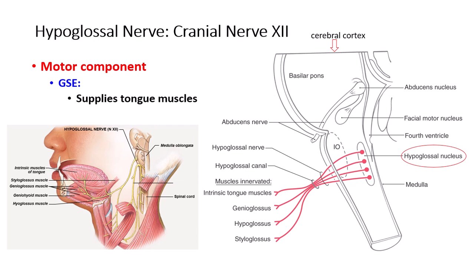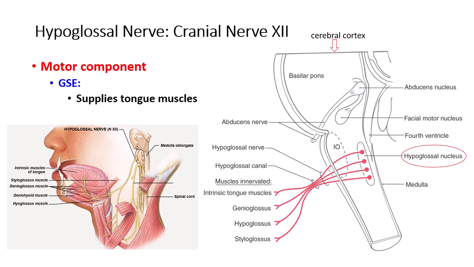The upper motor neuron is located in the cerebral cortex, and that is conscious. This is why tongue movement is important for speech, and also for movement of the food to the side of the mouth, so for chewing. The lower motor neuron is located in the hypoglossal nucleus, which is in the medulla oblongata, and then it passes through the hypoglossal canal.